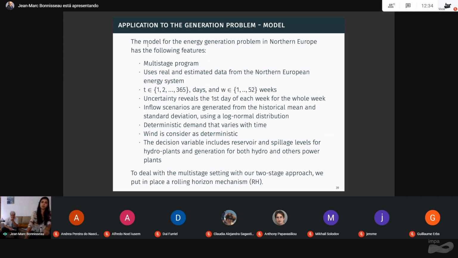Demand is deterministic and varies with time. Wind is considered deterministic because hydro energy is the main source of randomness in the region. The decision variables include the reservoir and spillage levels for hydro power plants and the generation for both hydro and other power plants. To deal with the multi-stage setting with our three-stage approach, we put in place a rolling horizon mechanism, here abbreviated as RH.